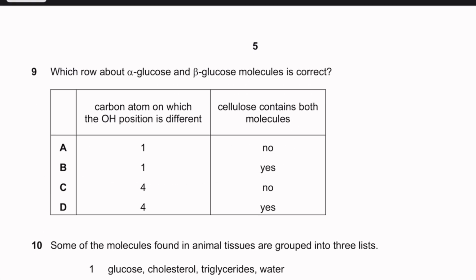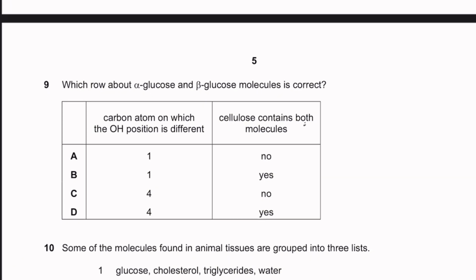Which row about alpha-glucose and beta-glucose molecules is correct? Carbon atom on which the OH is present. So for both alpha-glucose and beta-glucose, they're going to have OH present on 1 and on 4, but cellulose molecules contain both. Okay, cellulose does not contain both. So the answer should be no. But it's either 1 or 4. Oh, on which the OH position is different.